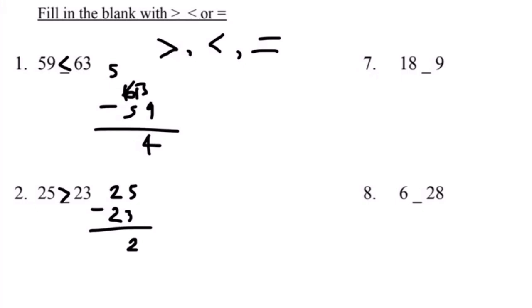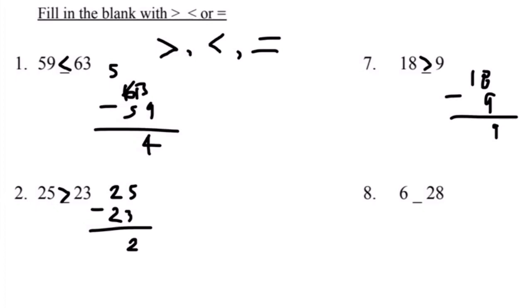Number 7, 18 and 9. We know that 18 is much greater than 9, but let's double check. 18 minus 9, you should get 9 because 18 is 2 times greater than 9. If we were to subtract 9 minus 18, we would get a negative number. Therefore, we know that 18 is greater than 9.